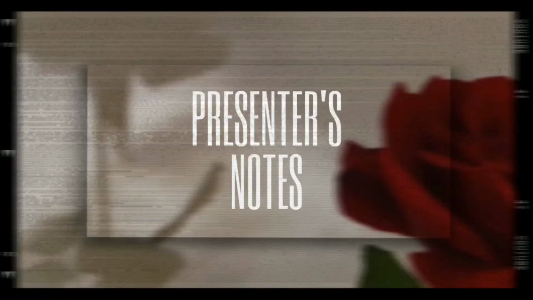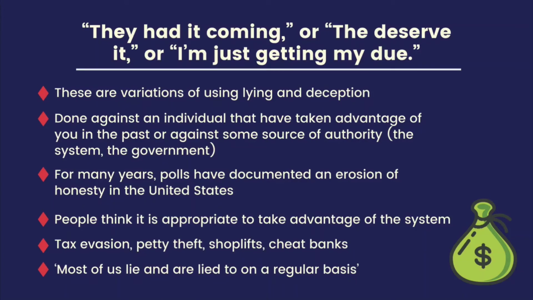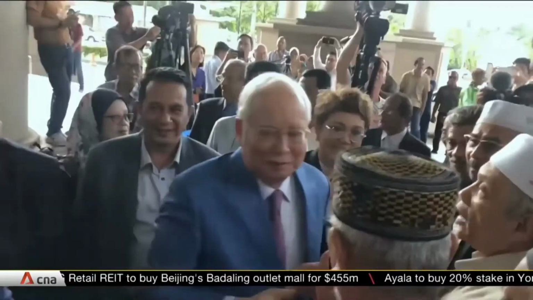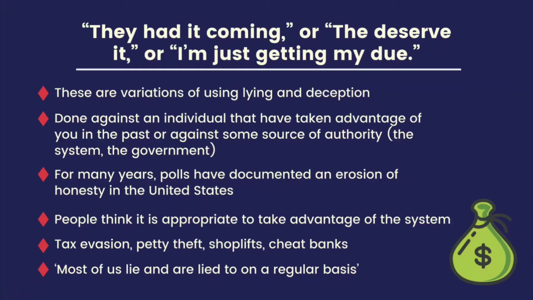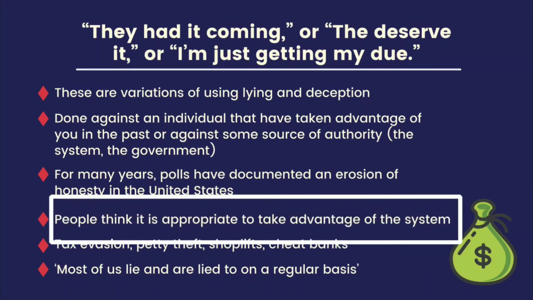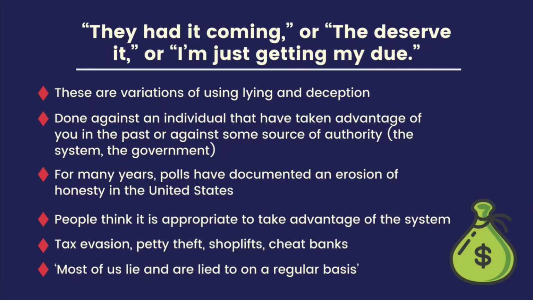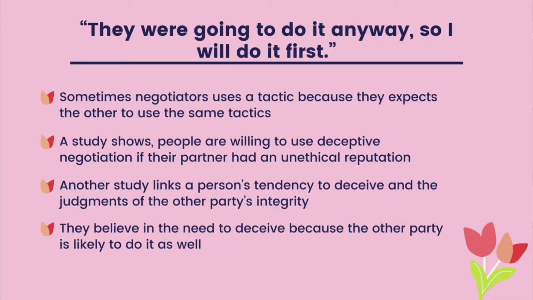I know it's kind of scary, but listen, these tactics are mostly used against an individual who has taken advantage of you in the past, or against some source of authority, such as the system or the government. For many years, polls have documented an erosion of honesty in the United States. People think it is appropriate to take advantage of the system, like tax evasion, petty theft, shoplifting, and cheating banks. They were going to do it anyway, so I will do it first.